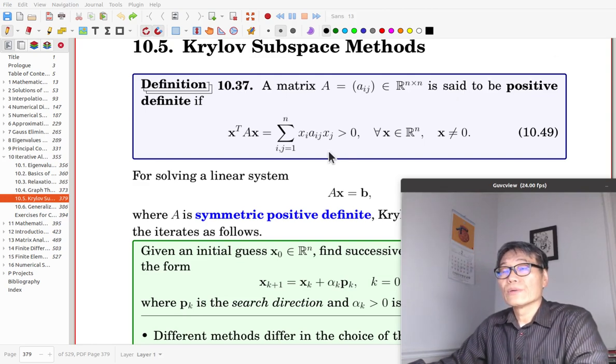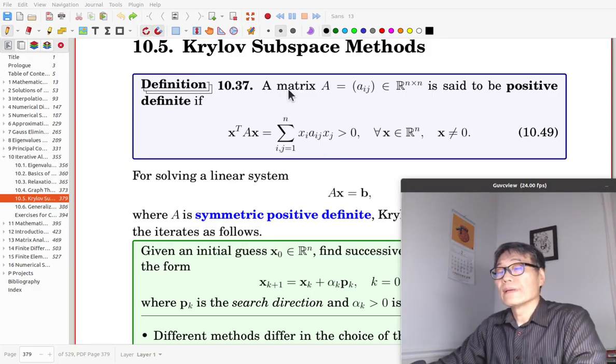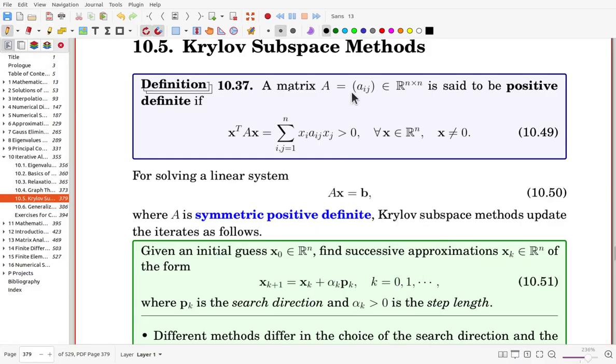In this section, we'll study Krylov subspace methods for the solution of symmetric positive definite algebraic systems. Let's begin with a definition. A is a square matrix. It is said to be positive definite if the quantity x transpose A x, in detail we can get this, is positive for every choice of non-zero x.